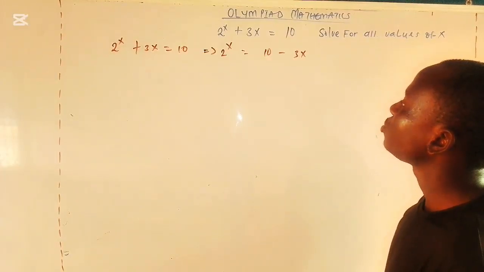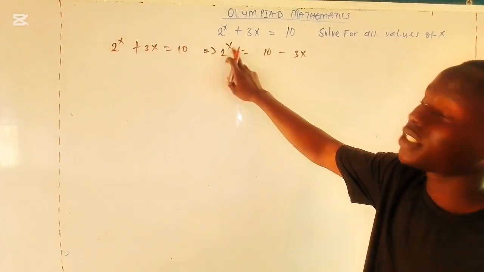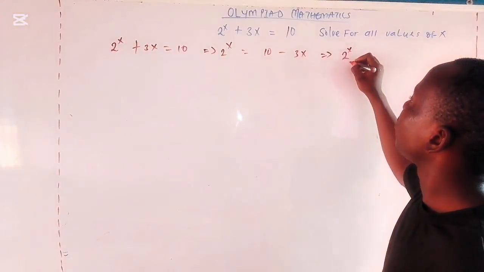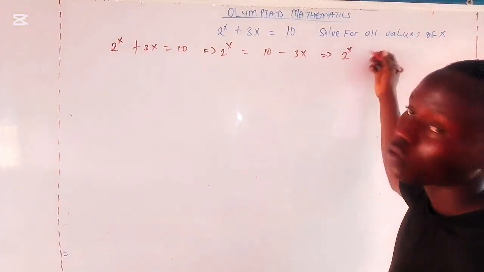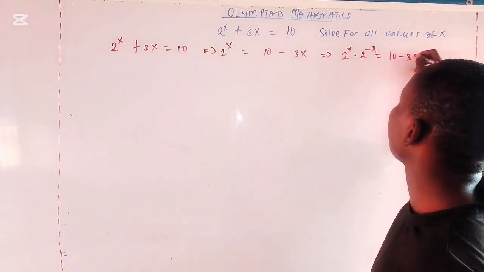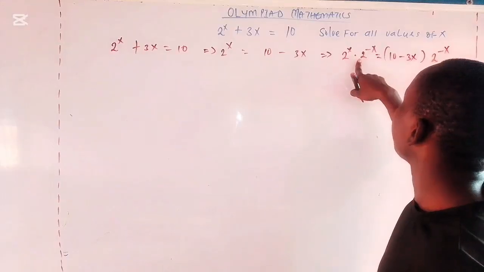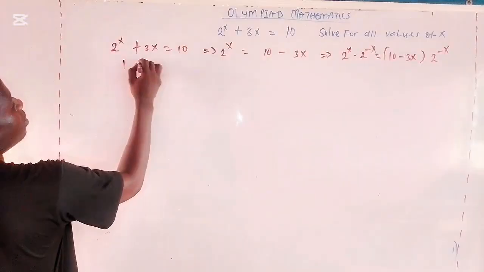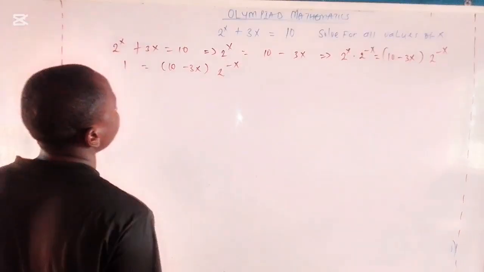So what we are going to do now is divide through by 2 raised to the power of x. So if I do that, I'm going to have 2 raised to the power of x divided by 2 raised to the power of x. Or the same, multiply by 2 raised to the power of negative x, which is equal to 10 minus 3x multiplied by 2 raised to the power of negative x. So 2 raised to the power of x multiplied by 2 raised to the power of negative x will give us what? That will give us 1. Alright? So we have 1 is equal to 10 minus 3x multiplied by 2 raised to the power of negative x.